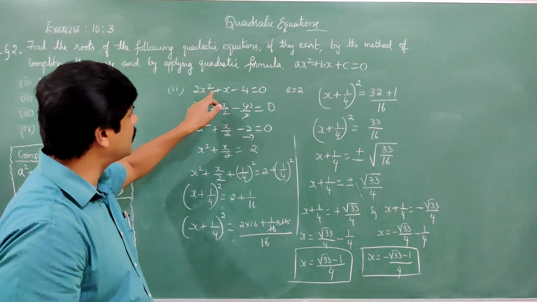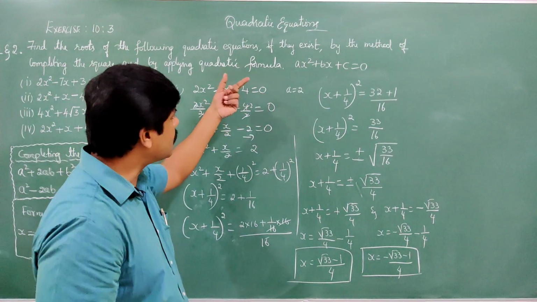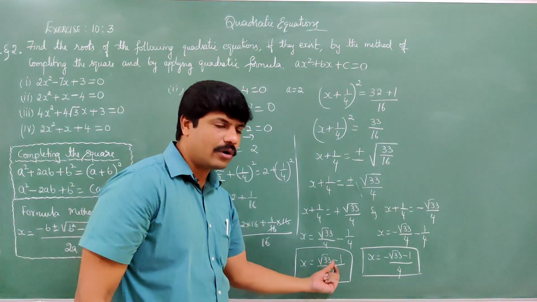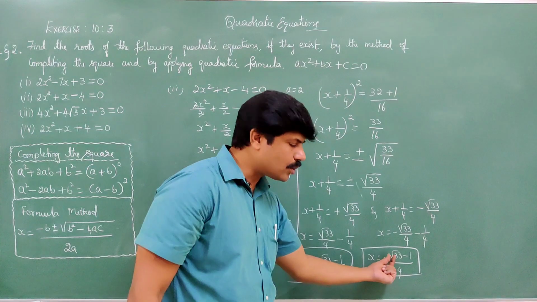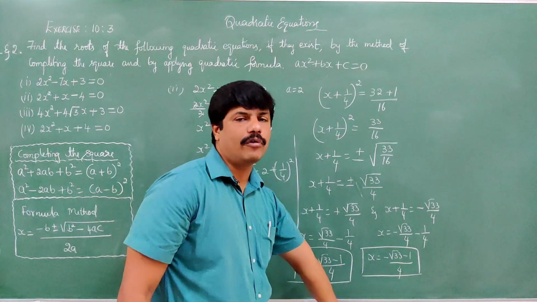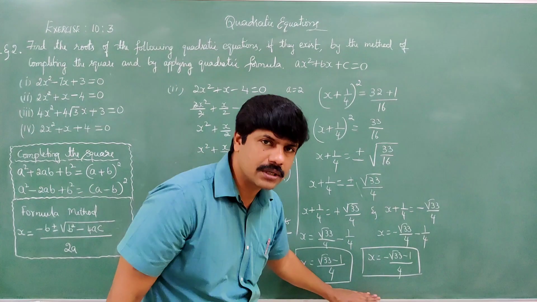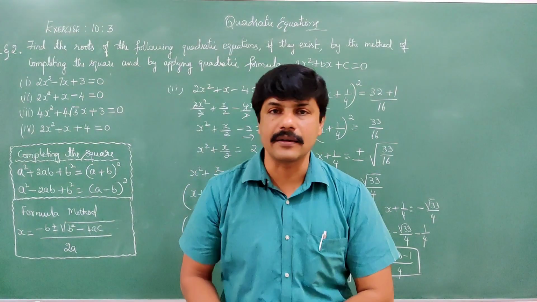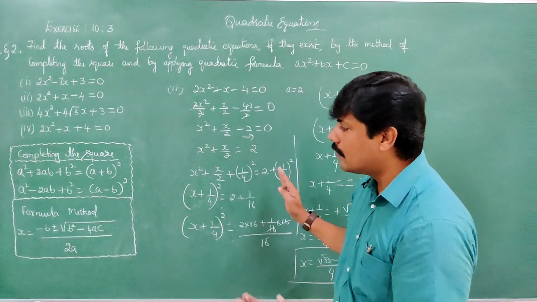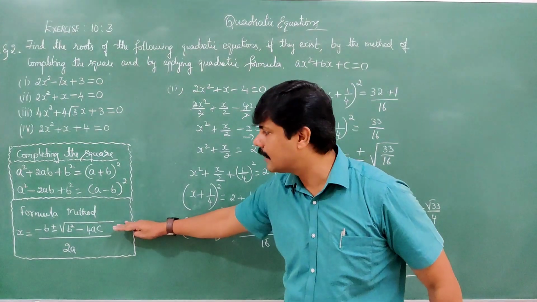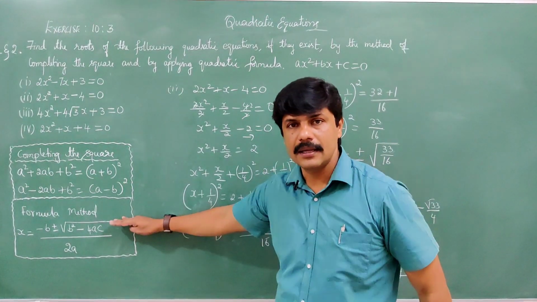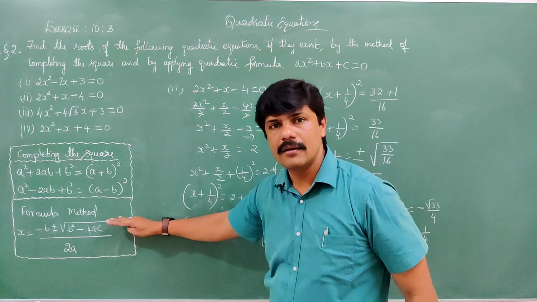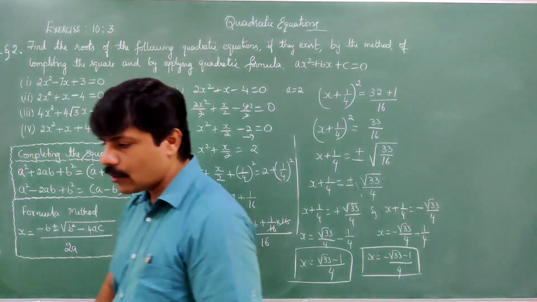This quadratic equation is 2x² + x - 4 = 0. What are its roots? x = (root 33 minus 1)/4 and x = (minus root 33 minus 1)/4. These two are the roots of this quadratic equation. How did we solve it? By the method of completing the square. Now the same problem we are solving by the formula method, the quadratic formula. Let's see how it is.